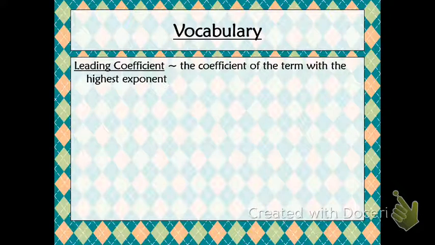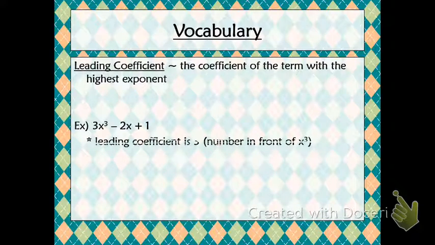And one last vocabulary word for now, leading coefficient. The leading coefficient of a polynomial is the coefficient of the monomial with the highest degree. So in this example, 3x cubed minus 2x plus 1, the leading coefficient is a 3 because the highest degree is the x cubed and the number in front of the x cubed is a 3.